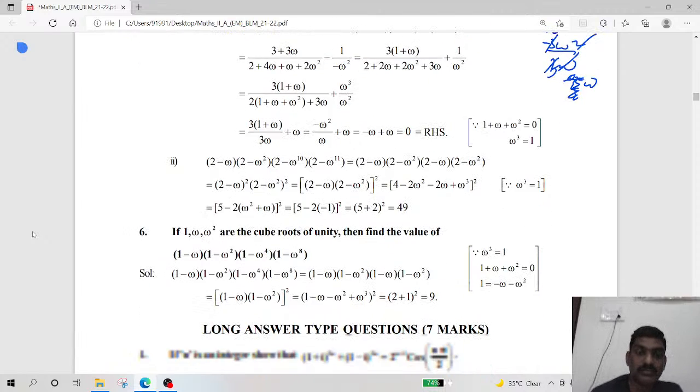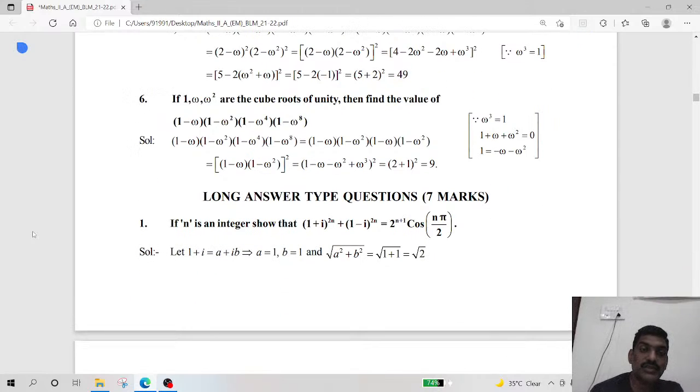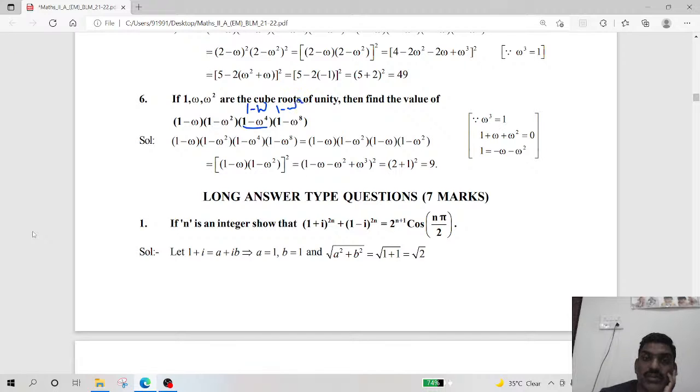Clear? Question number 6. 1 comma omega comma omega square are the cube roots of unity. Then find the value of, here also the same, cube roots of unity properties we have to apply. 1 minus omega square, this 1 minus omega power 4, again 1 minus omega, 1 minus omega power 8, again 1 minus omega square. Okay now, every term is repeating 2 times. So 1 minus omega into 1 minus omega square whole power 2.